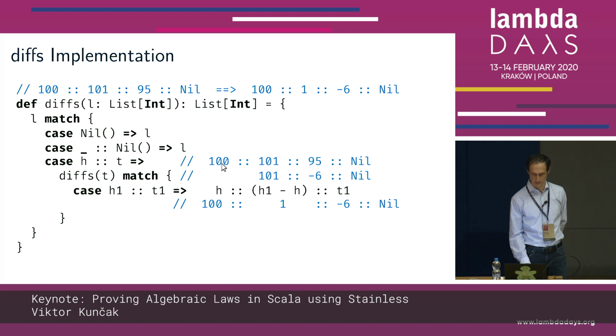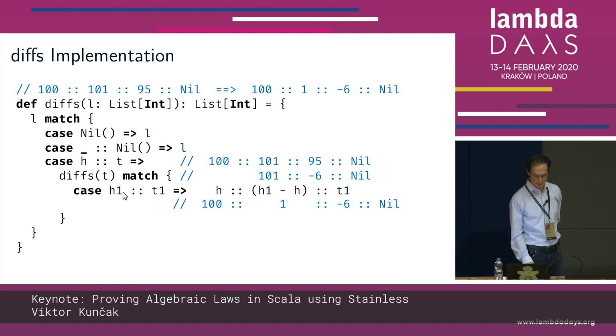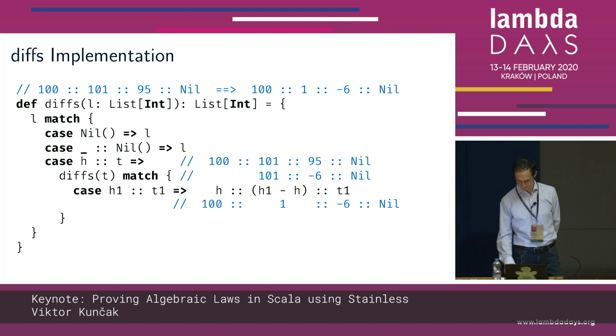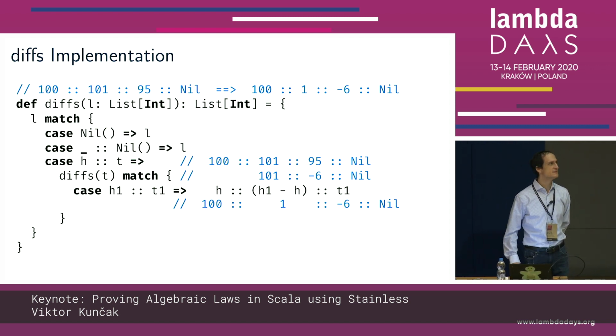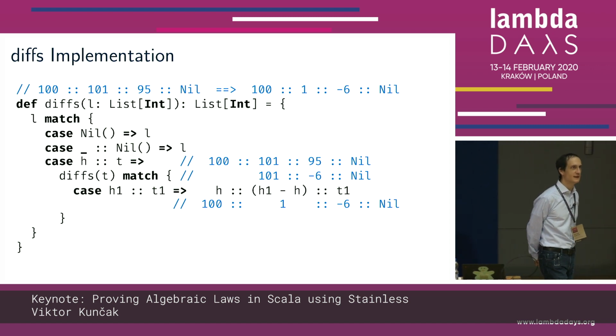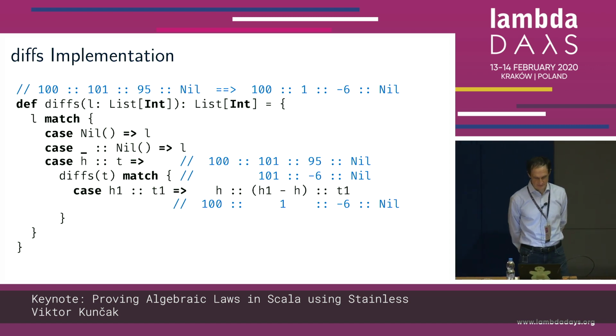Okay, so this 101 minus 100 is going to be our difference. And then the rest already has computed differences, so that's t1. Okay, so that's our list. And I only have one case in this pattern match. I don't want to have any other cases. Okay, does that make sense? All my examples will be in Scala, but they should be fairly translatable to other functional languages.